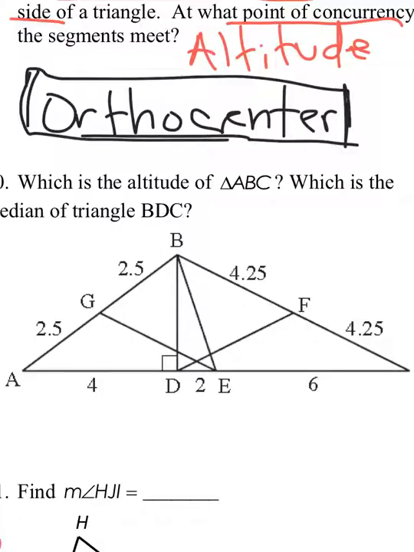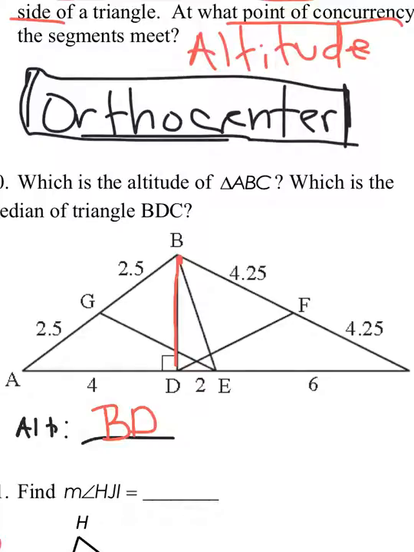What is the altitude of triangle ABC, which is the median of BDC? So a couple things here. ABC is the big triangle. They want to know what segment is the altitude. What segment of the triangle is the altitude? B, D. Altitude again goes from the angle straight down to the opposite side perpendicular.